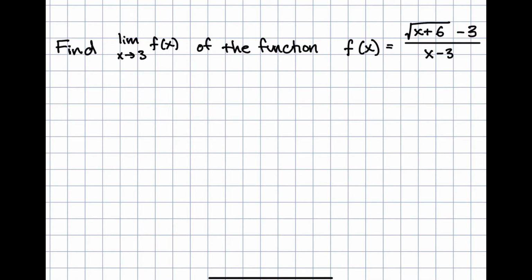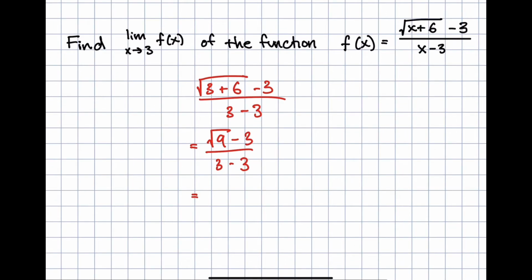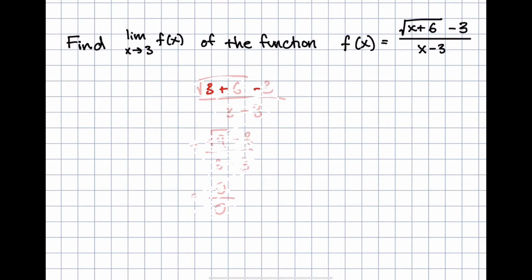Now if I do that, I'm going to get the square root of 3 plus 6 minus 3 divided by 3 minus 3. That's going to give me square root of 9 minus 3 over 3 minus 3. And we know that the square root of 9 is 3, so this eventually gives us 0 over 0. Now 0 over 0 is undefined, and that means we need to do a little bit more work to solve this problem. Now if it was a polynomial, our game plan would always try to be factor out the top and the bottom and cancel out whatever factor is causing both of those to go to 0.